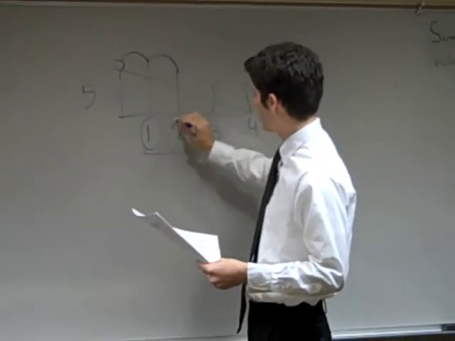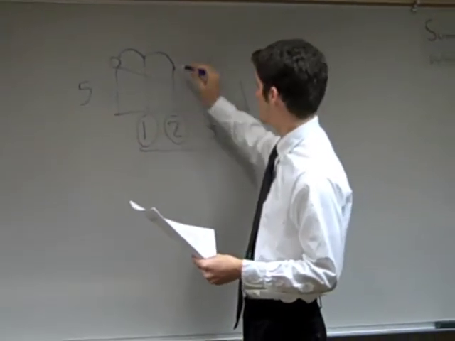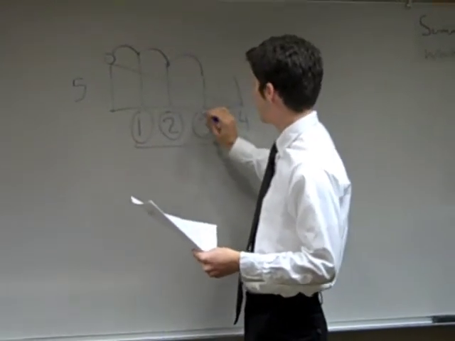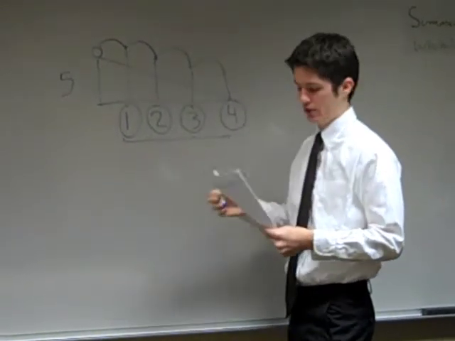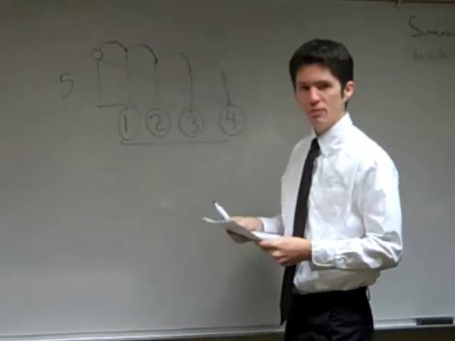So when it gets to this one, group member 2 will stop his watch. Gets here, group member 3 will stop his watch. When it gets here, group member 4 will stop his watch. Now you're going to repeat this process 3 times.